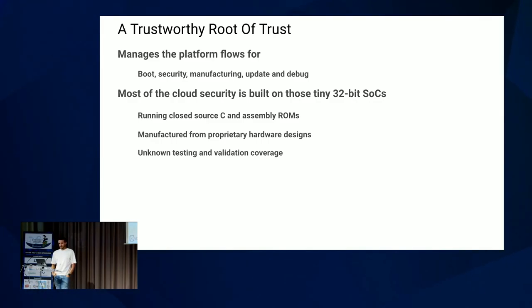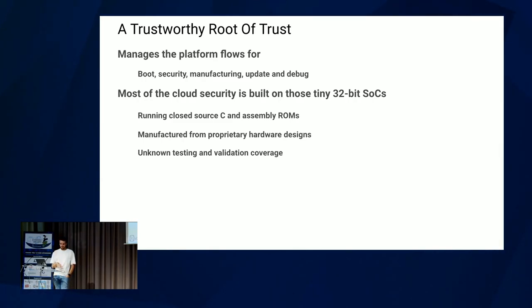Those tiny 32-bit SoCs usually run closed source C and assembly. C, as in most of the time, not very well written C. And assembly, well, it's whatever you want it to be. Nobody sees those pieces of code. This is the boot ROM. This is what's actually put into the CPU. That's what boots the whole machine.